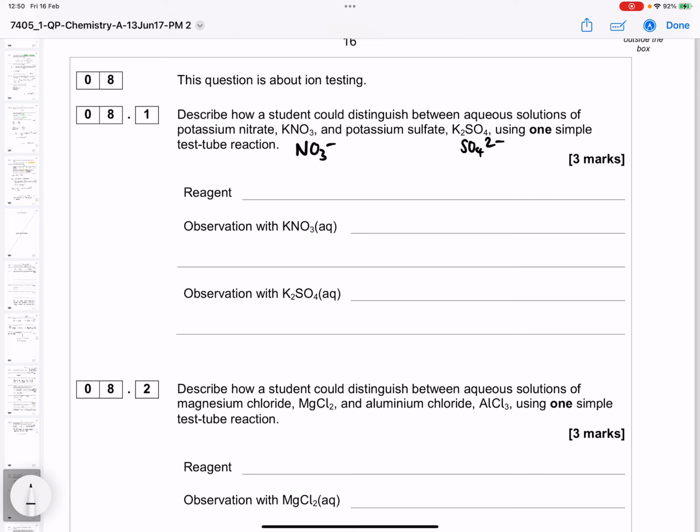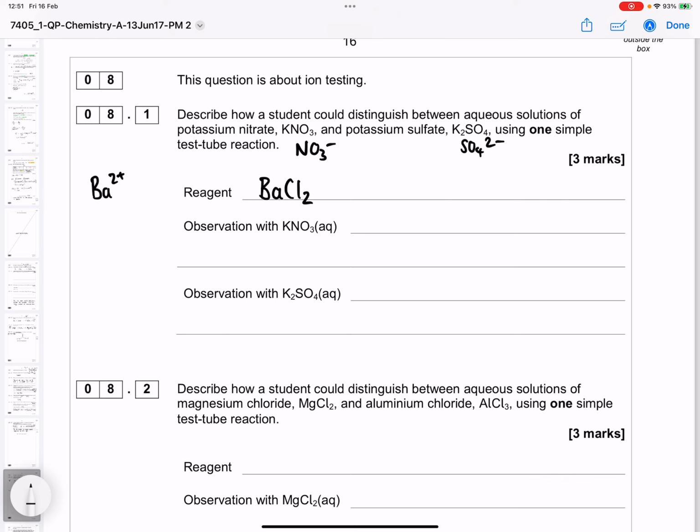Now, nitrate ions don't really do anything with any other reagent, but sulfate ions, there's definitely a way to identify sulfate ions, in that sulfate ions are going to give a white precipitate when reacted with barium ions. Now, you can't just write barium, it needs to be Ba2+, but that's not a reagent, so we need to think of something that contains barium 2+. So a typical reagent would be barium chloride.